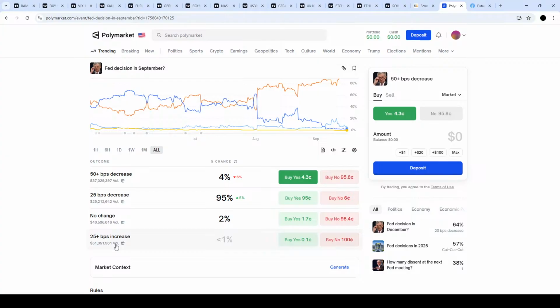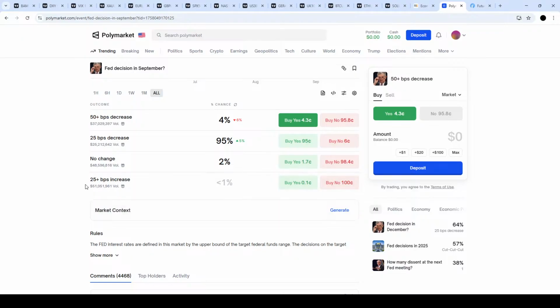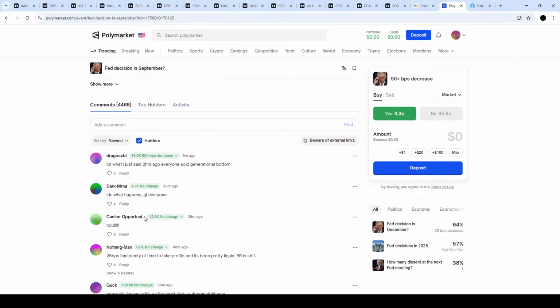So it's easy to see why Polymarket is doing so well as an index when you've got so much, I would say, retail dumb money looking for increases in these interest rates. For me, it's just completely ludicrous.